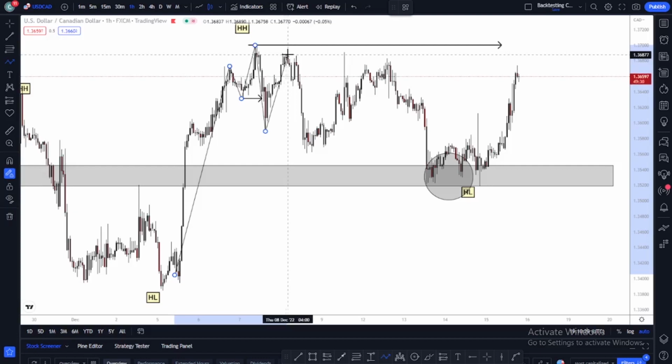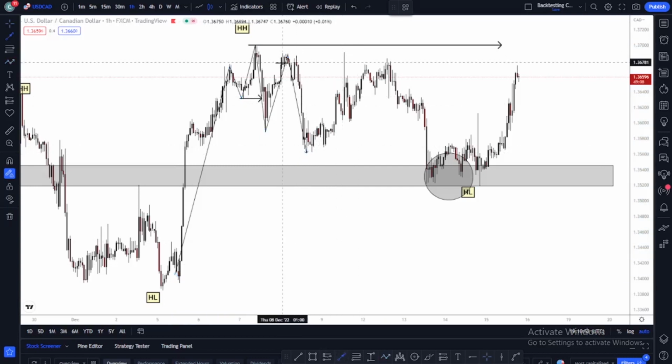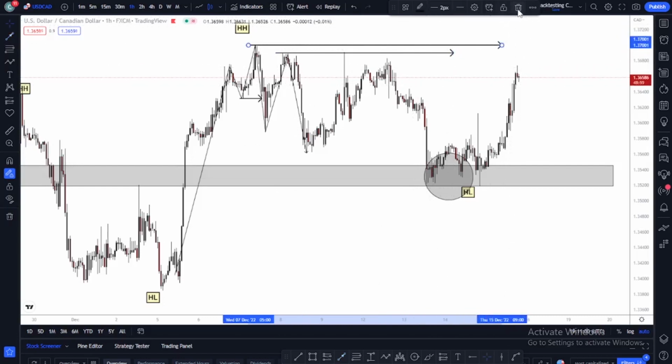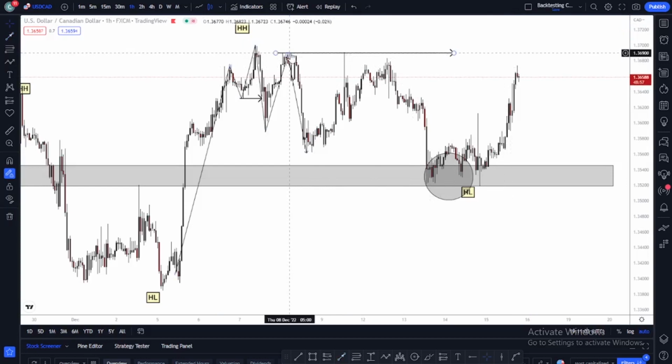So after price created this lower high, what did price do? It went back down again to break its new lower low and created a new lower low. So since price created this new lower low, this previous lower high becomes our new what? Our new structure. This new lower high becomes our new structure.